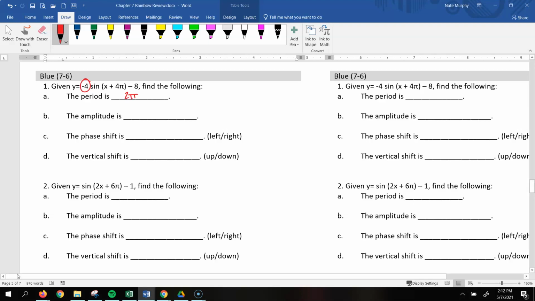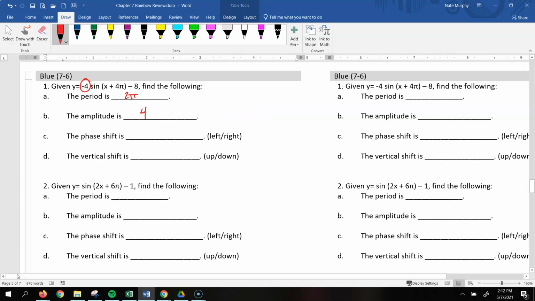But the amplitude, we get that from right here. So the amplitude would be 4. We wouldn't say -4 because the amplitude is just referring to the distance the graph is from the horizontal. It doesn't matter if it's positive or negative, it's the same distance. So it's basically the absolute value of that number.